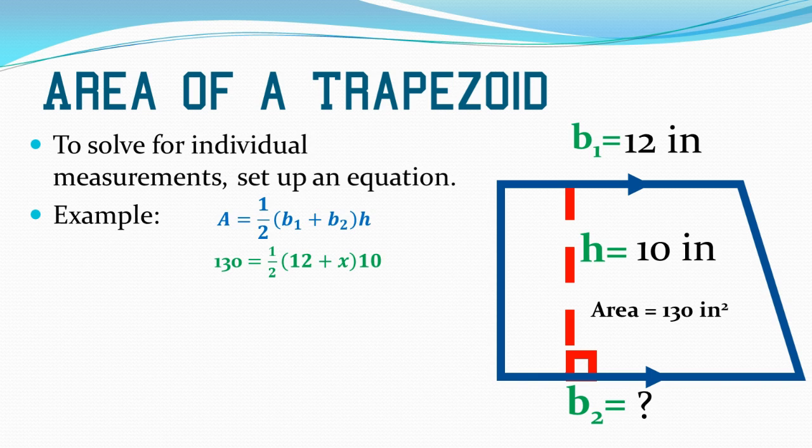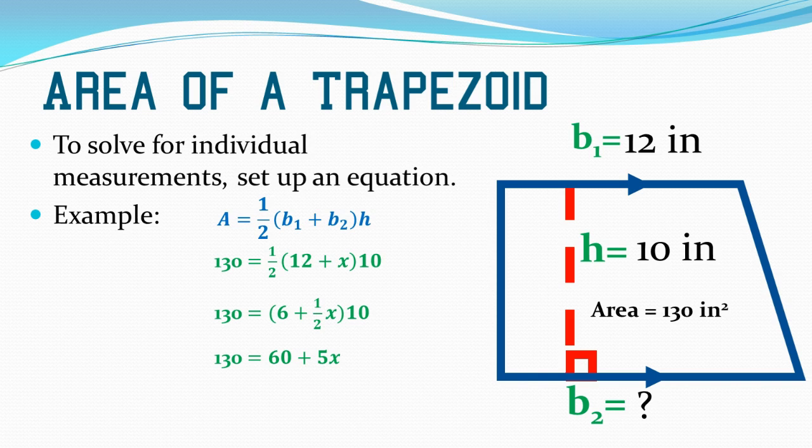We actually have distribution in this case because of the way the formula is set up. So I can multiply both terms inside of the parentheses times 1/2. Half of 12 is 6 and half of x is 1/2 x. Now I need to multiply by that 10. 10 times 6 is 60. 10 times 1/2 x is 5x. What you're really doing is multiplying the two terms inside the parentheses by 5. 12 times 5 is 60. x times 5 is 5x.